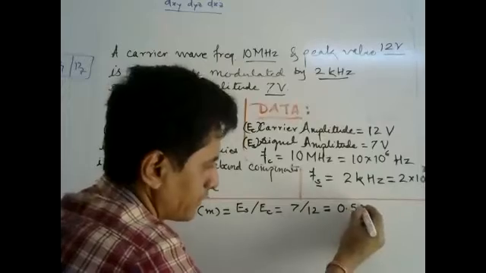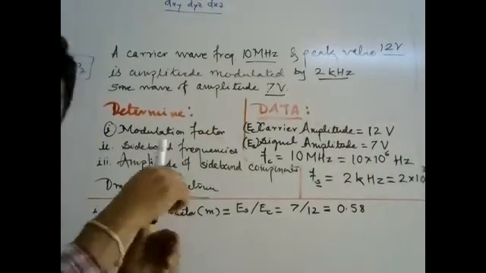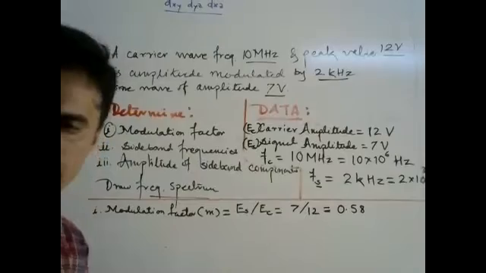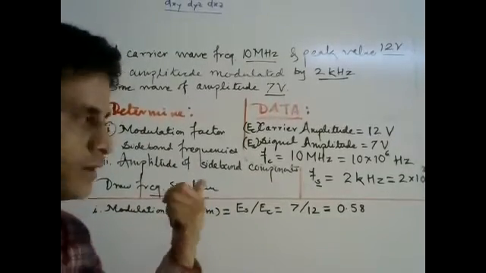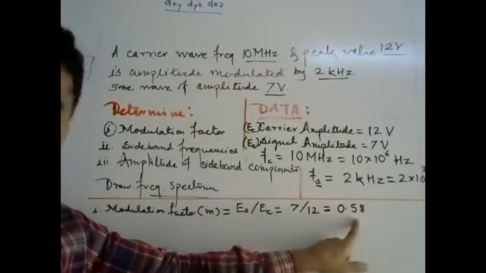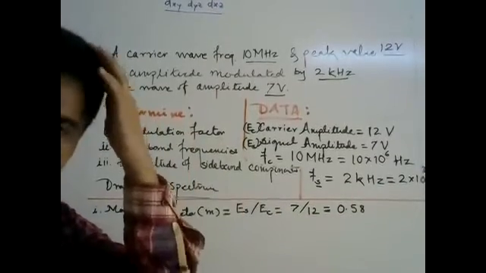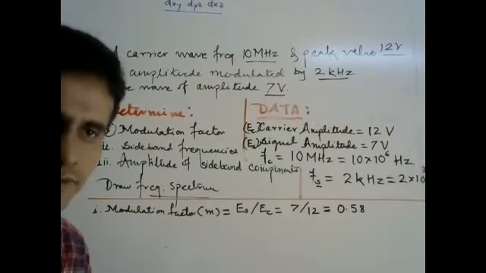0.58 without unit, because this is the ratio of the same terms. Understood, dear student? Up to this level. So 0.58 is the modulation factor for this problem. So 7 by 12 is equal to 0.58 without unit, because this is the ratio of the same terms.